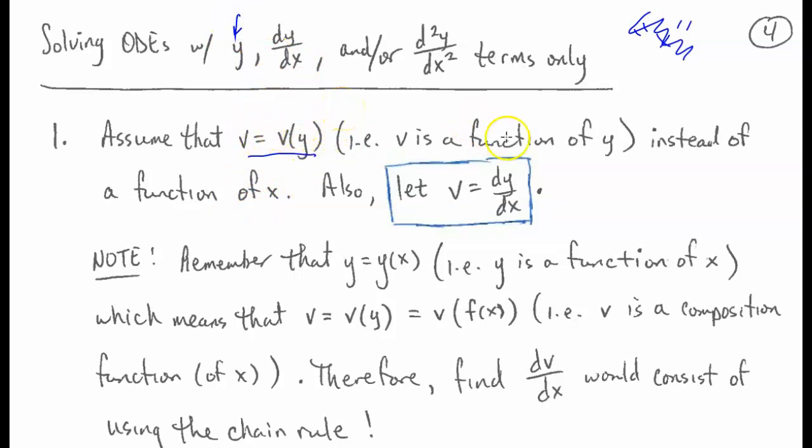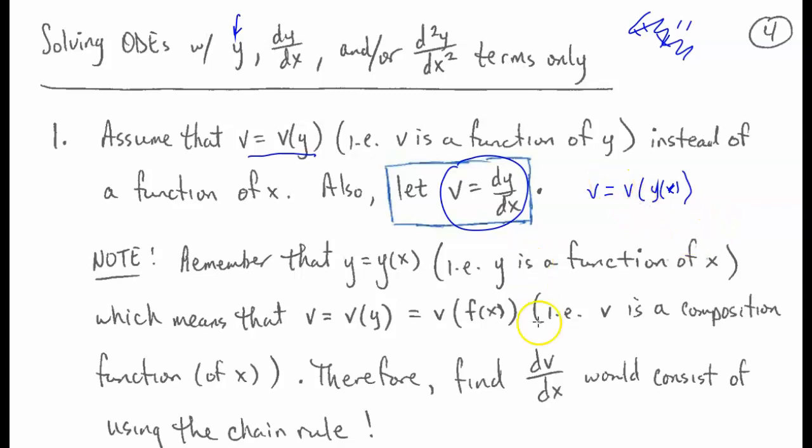Even though we're saying v is a function of y, we're also going to let the derivative of y with respect to x equal v. That's how we're going to define it. By doing that, what that tells us is that although v is a function of y, v is actually a composition function. And of course, whenever we take the derivative of a composition function, we are actually doing the chain rule.